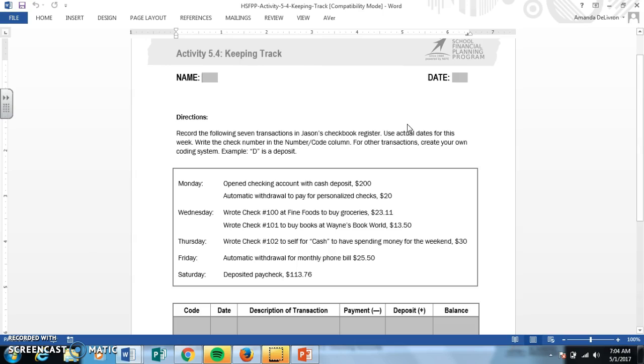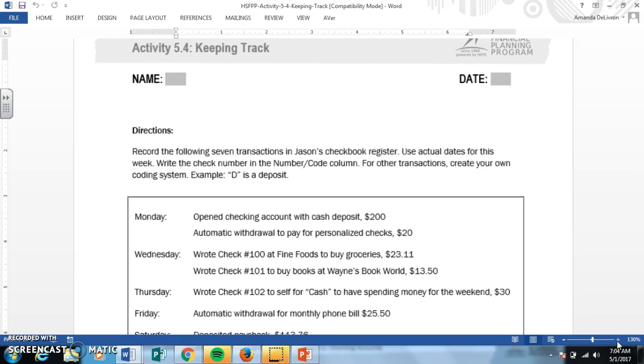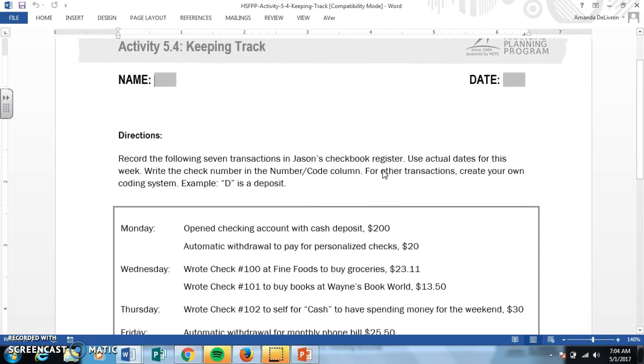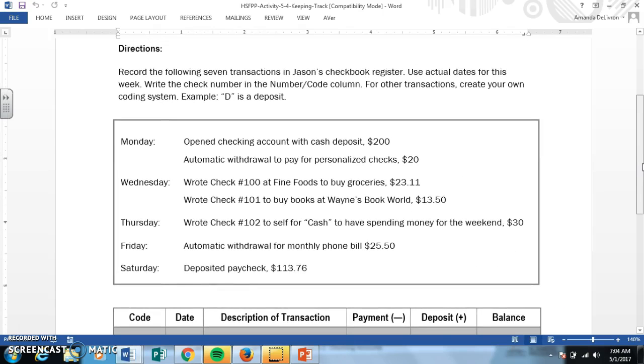All right, so activity 5.4 looks like this. It says keeping track, and the directions say record the following 7 transactions in Jason's checkbook register. Use actual dates for this week. So figure out what day it is for you. Here it is May 5th, and write the check number in the number code column.